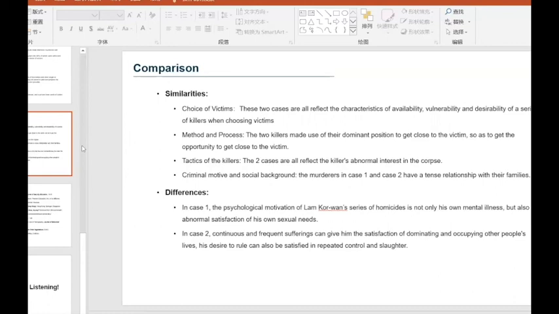Not only because he accidentally discovered that his sister is actually his mother and his beloved parents are his grandparents, but also because his girlfriend abandoned him, which deepened his hatred of society. Therefore, continuous and frequent suffering can give him the satisfaction of dominating and occupying other people's lives, and his desire to rule can also be satisfied in repeated control and slaughter. The process of murder and rape filled the emptiness in his heart, thus making the pursuit of this pleasure the basic motive of his crime.